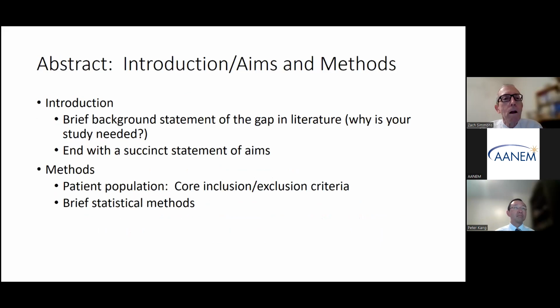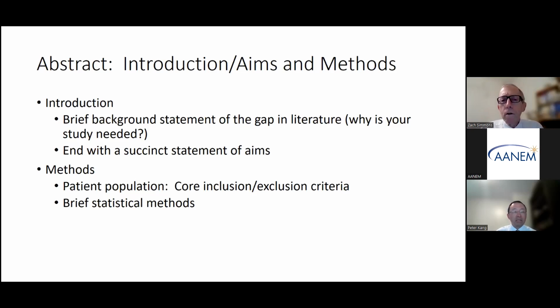Next slide, please. So then there's the abstract, and the abstract has 4 sections. They're labeled slightly differently in different journals, but basically they have the same organizational content. There's an introduction, and that should really be 2 parts: a brief background statement, which should describe the gap in the literature, why your study is needed, and then a succinct statement of aim. And as a reviewer, that's what you should look for. If it doesn't give a brief background and it doesn't state the aim clearly, there's something lacking in that section of the abstract.